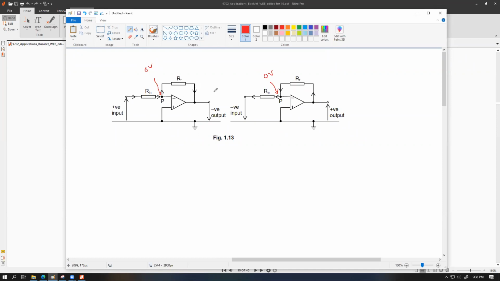So if we consider that current flow, for this resistor I can write V in divided by R in, which is the voltage over here. This is basically V in minus 0. V in, here is the V in, minus 0. This is the 0 volt divided by R in should be equal to 0 minus V out divided by RF.